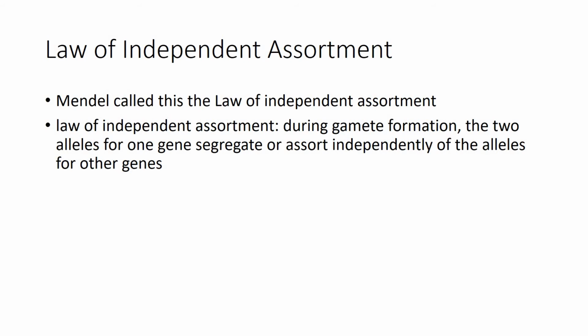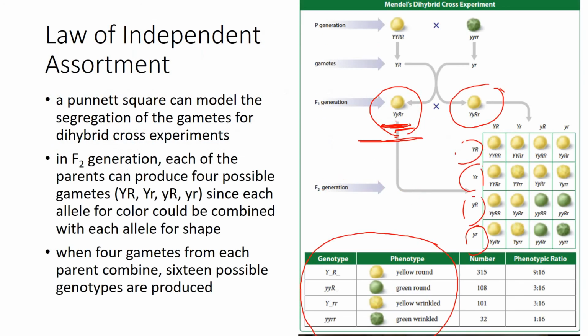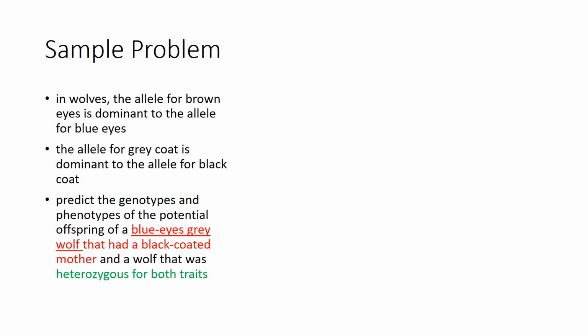segregate, or they will assort independently of the alleles for the other gene. So it doesn't matter what the different traits we're looking at. As long as they're different traits, those alleles are going to separate. So this means that color and whether or not it's round has nothing to do with each other. They will segregate on their own, but because we're looking at 2 traits, both traits will have to be accounted for. So here's our first sample problem.